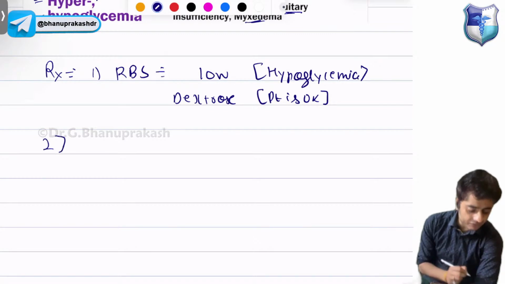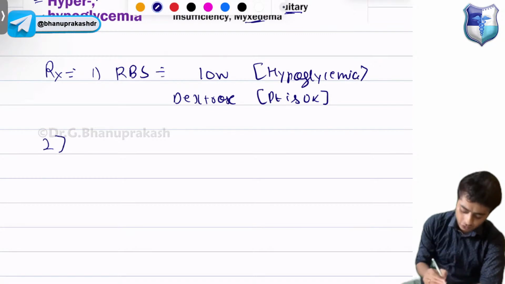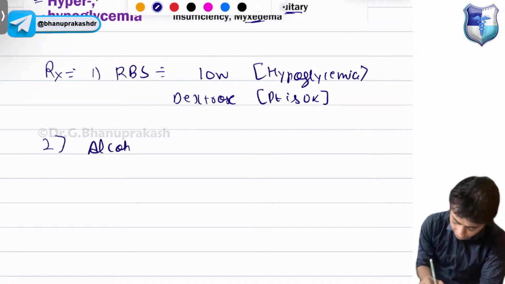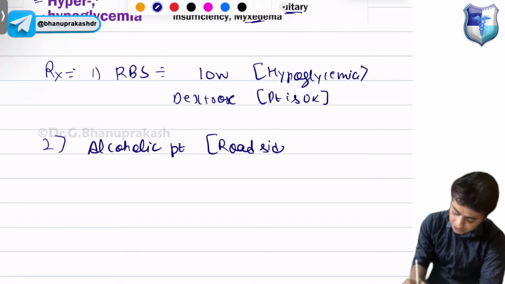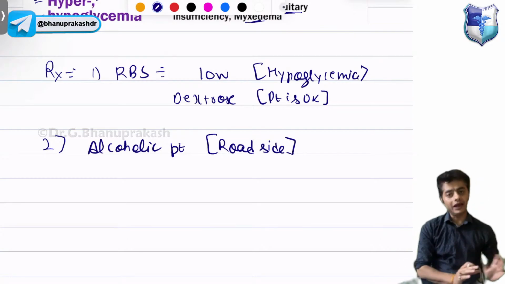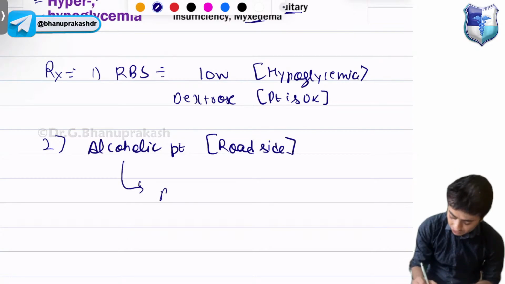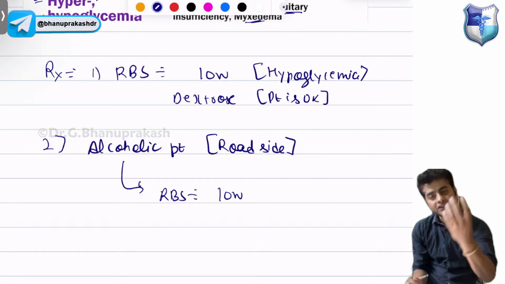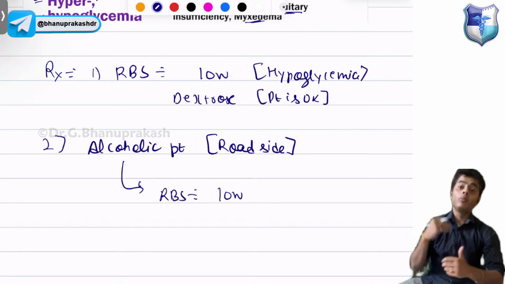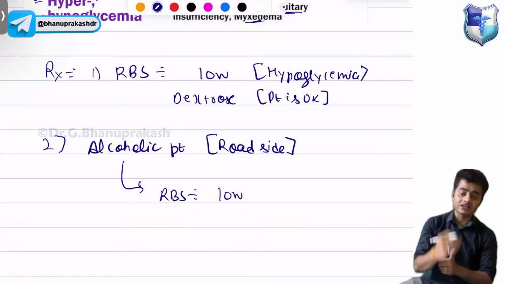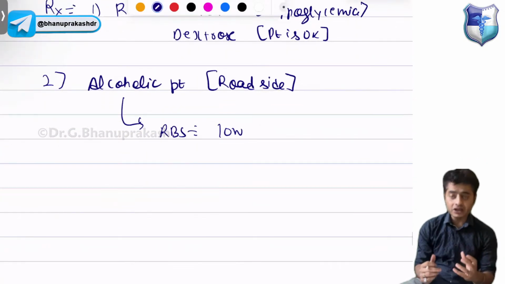Now, most of the time in emergency, an alcoholic patient, a roadside patient, will come to you. Someone will bring that patient to you. You will check his or her RBS, and if the RBS is low, you replace it with dextrose. But the patient gets worse. So why does the patient get worse?